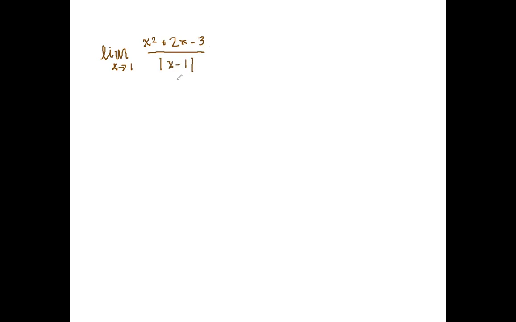I can see immediately that if I try to put 1 in, I'm going to get divided by 0, and it's going to be 0 on top too. It'll be 0 divided by 0. That's 1 plus 2 minus 3. So that's not good. So what is the first thing that you would do here?